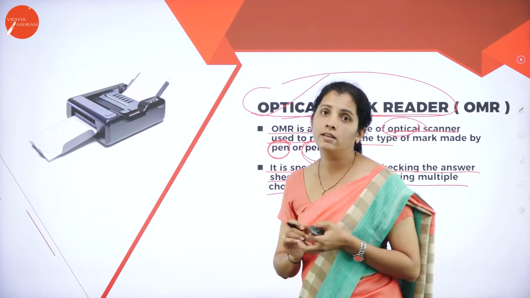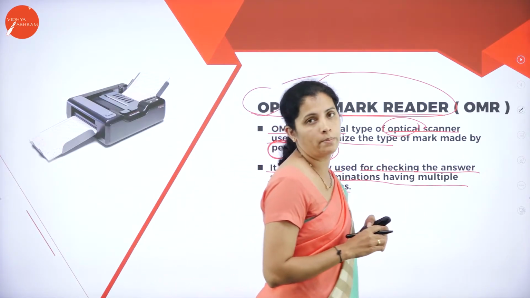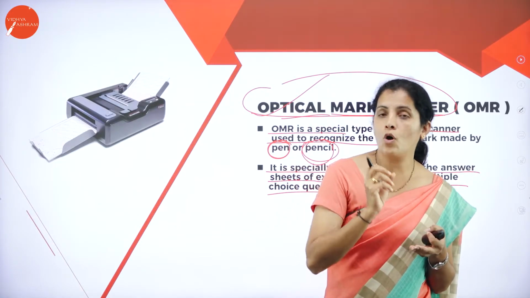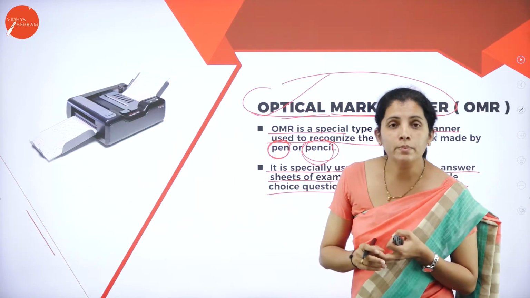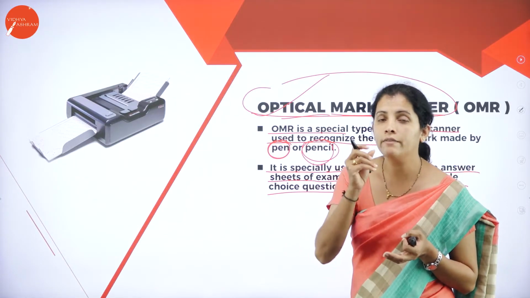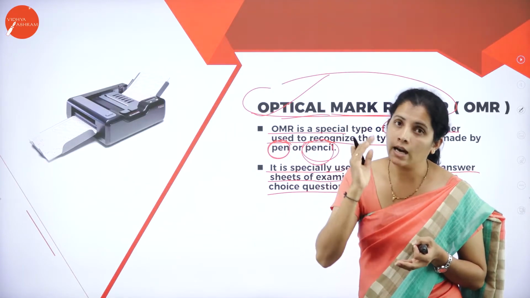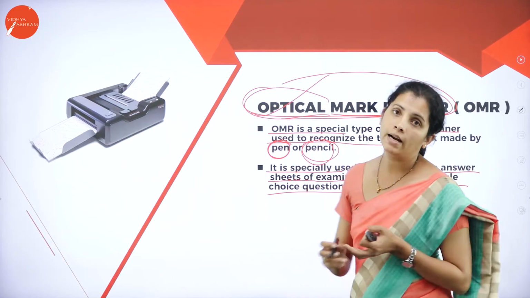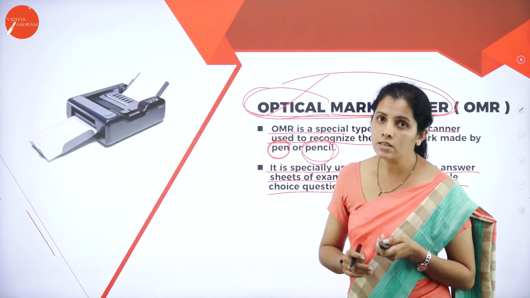Then, dear students, now tell me what is the disadvantage of this OMR. So here OMR sometimes gives a wrong result because OMR is capable of reading only the dark mark. That means whatever the mark we are going to make must be in dark color. Then only the optical mark reader can produce an accurate result.